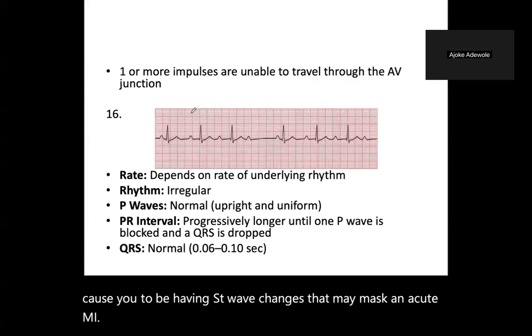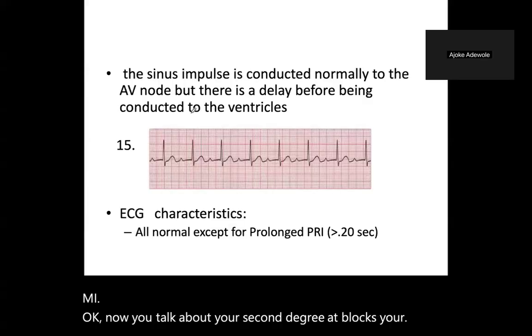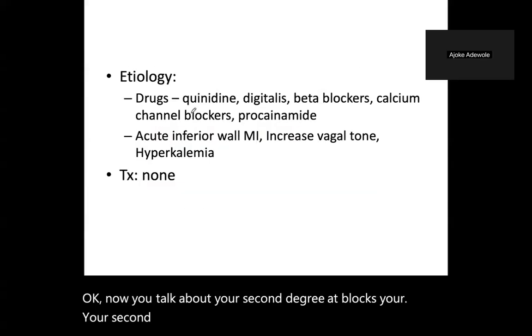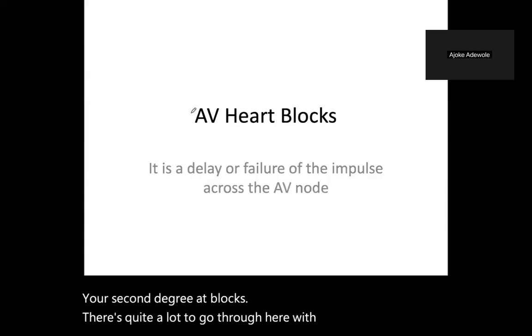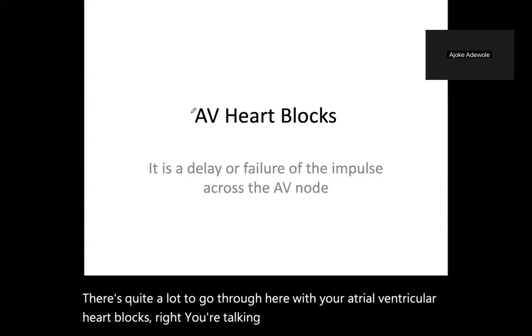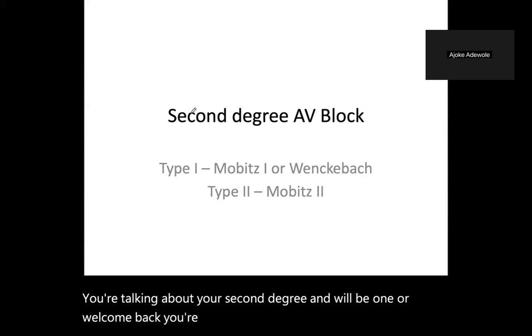Okay. Now you talk about your second degree AV blocks. There's quite a lot to go through here with your atrioventricular blocks, right? You're talking about your first degree, right? You're talking about your second degree, Mobitz 1 or Wenckebach. You're talking about Mobitz 2 or type 2.